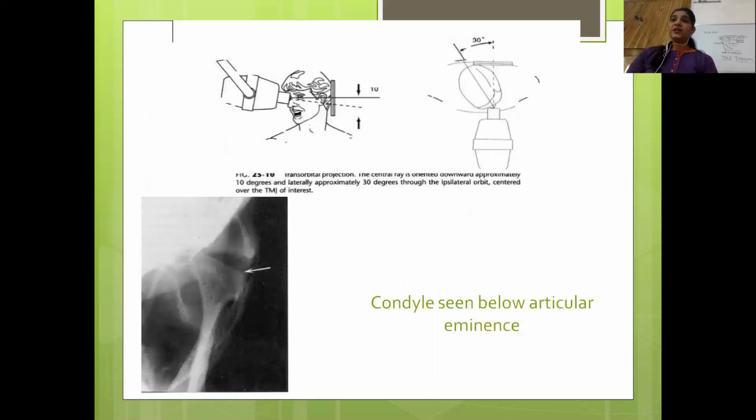Over here we can see the X-ray beam is centered towards the pupil, and the patient is asked to hold the cassette from the back side. After taking this view, we can very well appreciate the condylar head below the articular eminence, and the neck of the condyle, to see whether there is a fracture on the neck of the condyle.